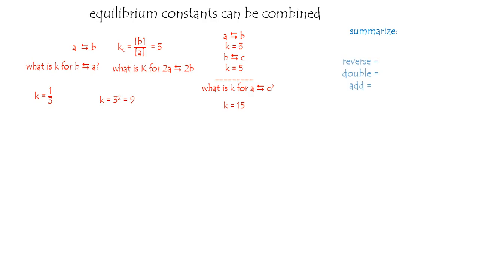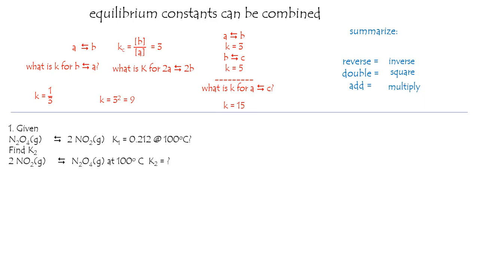To summarize, if you reverse a reaction, invert the K values. If you double a reaction, square the K values, and if you add reactions, multiply the K values. Let's do a few examples. Given that dinitrogen tetroxide decomposes with this low K value, let's find the K value for the reverse reaction. It should be 1 over 0.212, or a little short of 5.